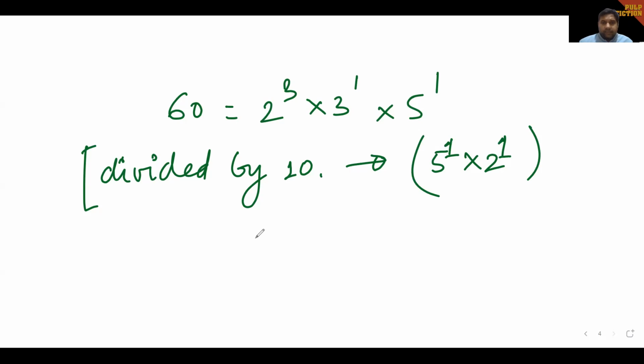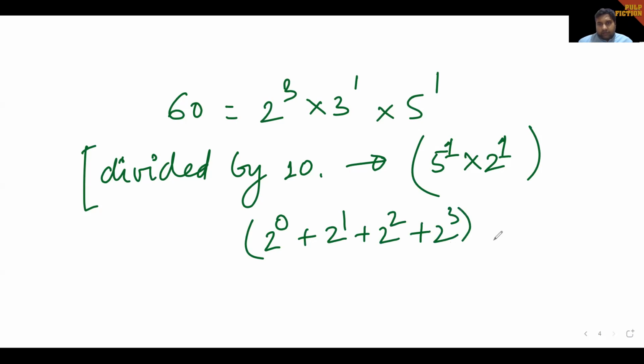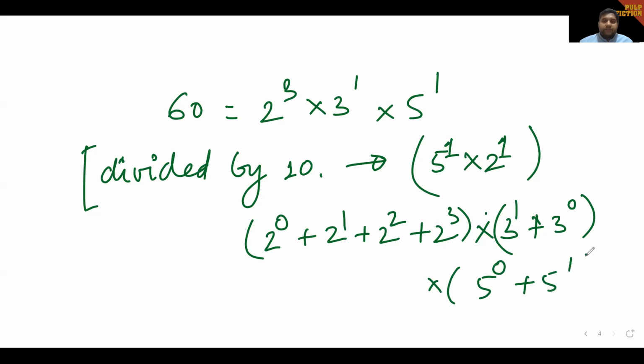What we do is that we remove the total. We will write 2 raised to the power 0 plus 2 raised to the power 1 plus 2 raised to the power 2 into 3 raised to the power 0 plus 3 raised to the power 1 into 5 raised to the power 0 plus 5 raised to the power 1. This is the overall sum of all the factors, right, sum of all the factors.